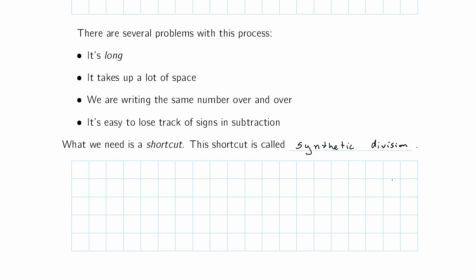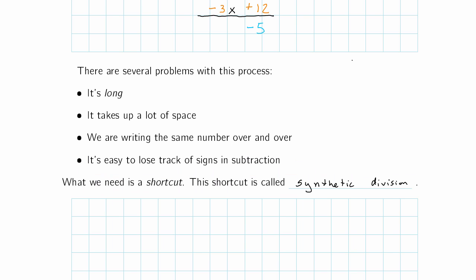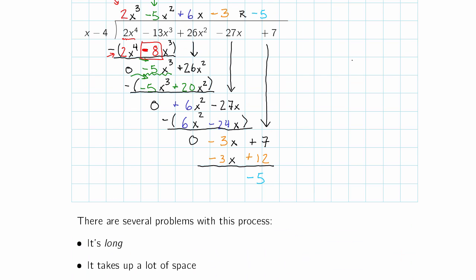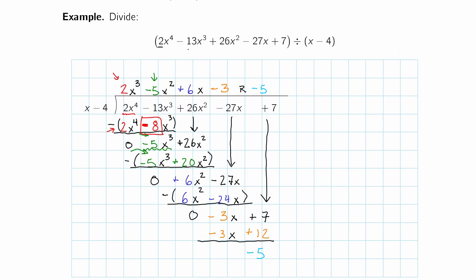In synthetic division, we don't write all of the x's. We let just the position keep track of them for us. So I'm going to show you what we would write to do this synthetic division. So first of all, instead of writing all of the x's, I'm just going to write the coefficients. So in this polynomial, the coefficients are 2, -13, 26, -27, and 7.